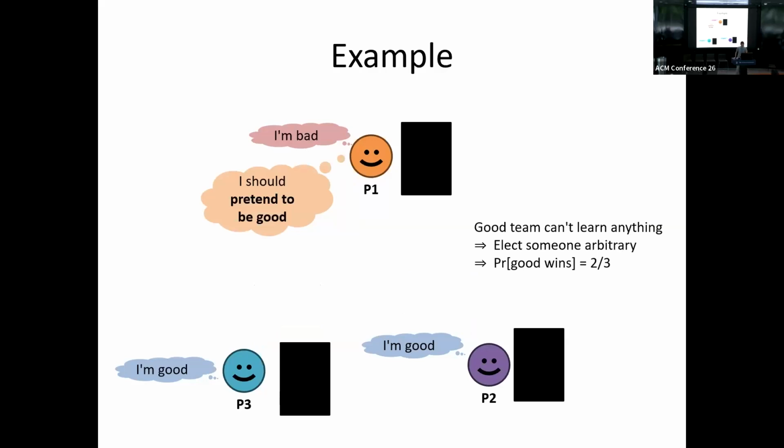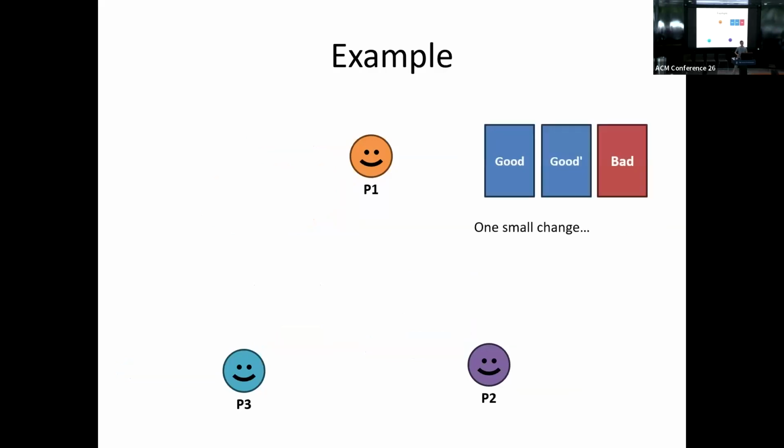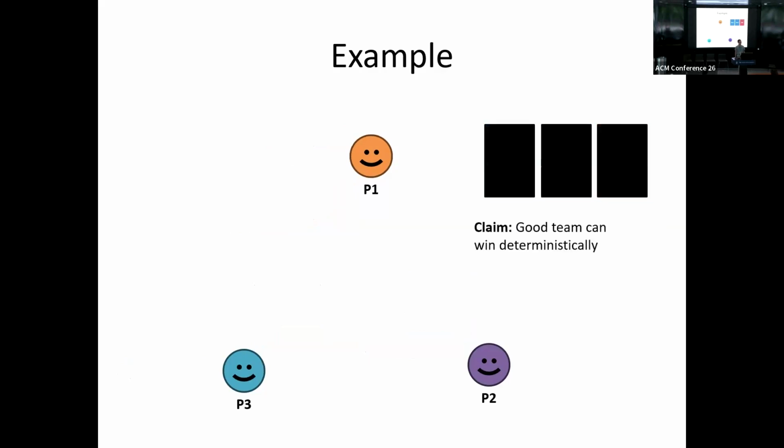Okay. I'm going to make one small change, which doesn't seem to do anything, but I'm going to claim will do something: I'm going to make a mark on one of the good cards so that now they are distinguishable. So now we have good, good prime, and bad. I claim that this changes the value of the game. I am going to stop for about 20 seconds to let you think about this before I reveal the solution.